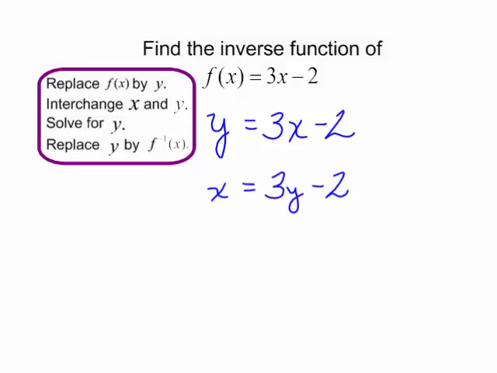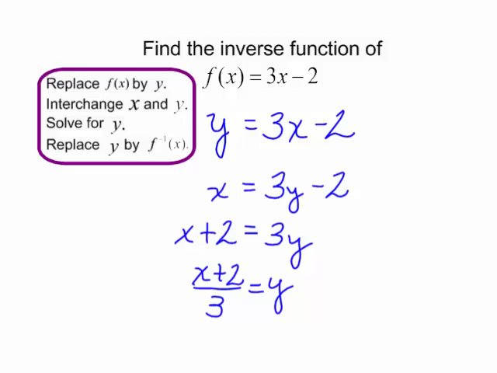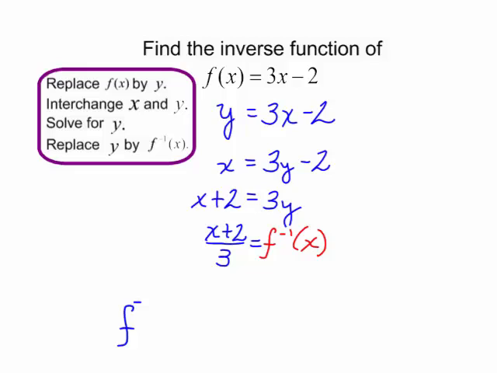I will add 2 to both sides. I will then divide by 3. I have now solved for y, or this is my new y. This is f inverse of x. So f inverse of x is equal to (x plus 2) divided by 3.